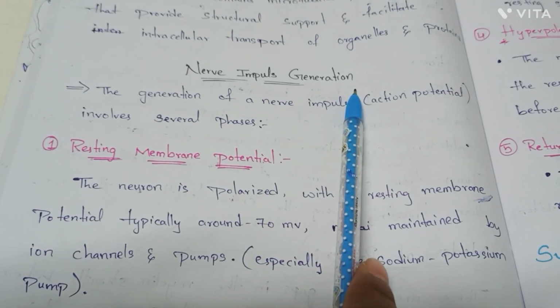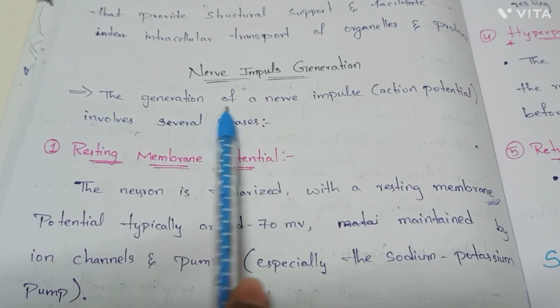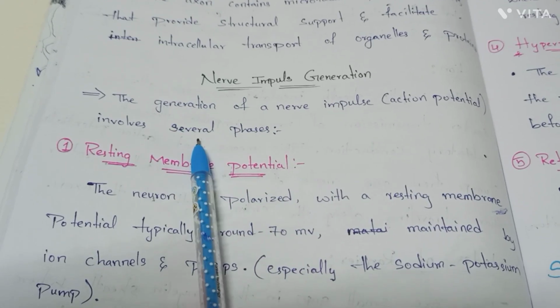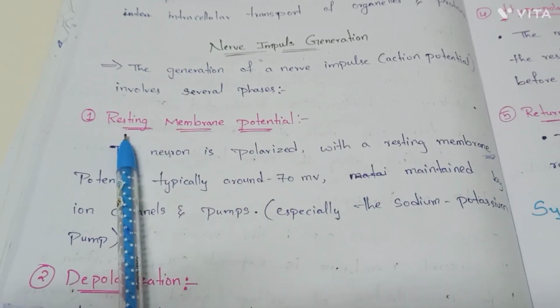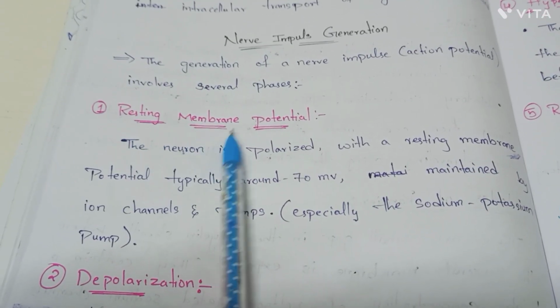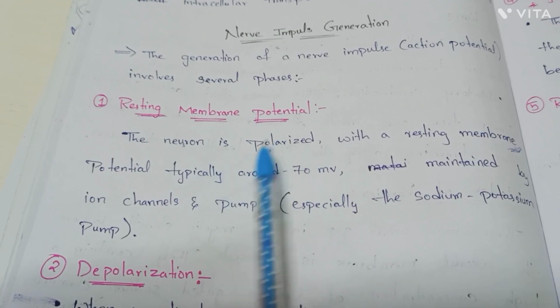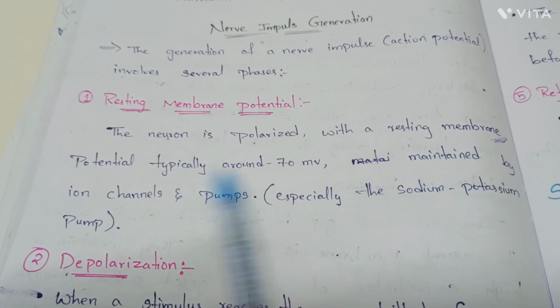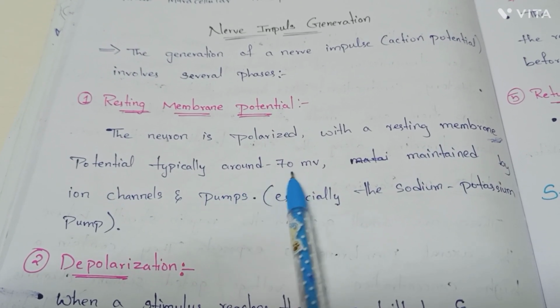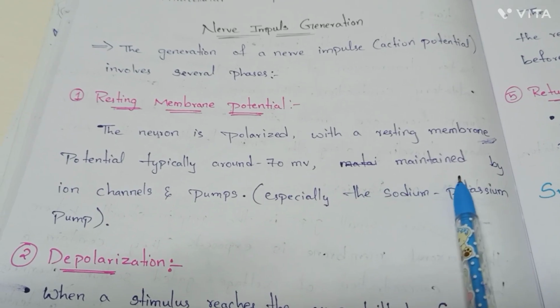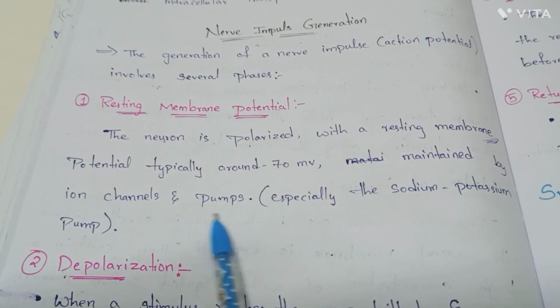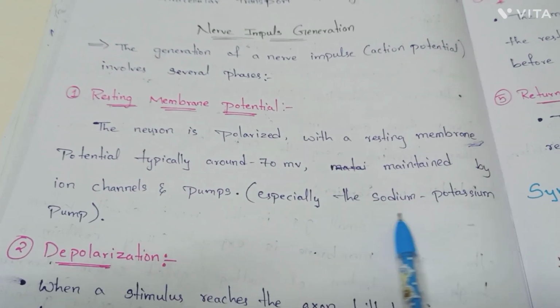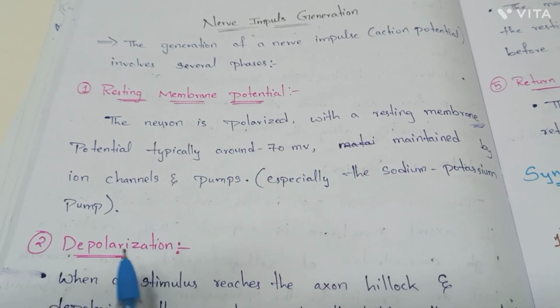Nerve impulse generation. The generation of a nerve impulse involves several phases. First step, resting membrane potential. A neuron is polarized at a resting membrane potential, typically around -70 mV, maintained by ion channels and pumps, especially the sodium-potassium pump.